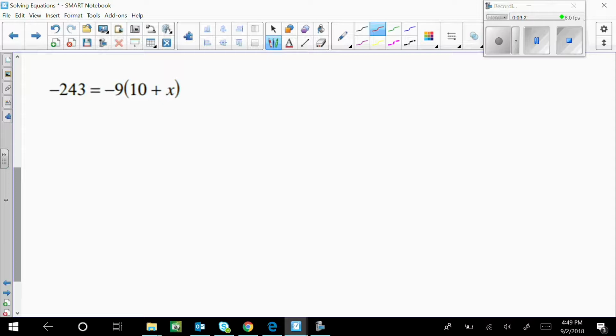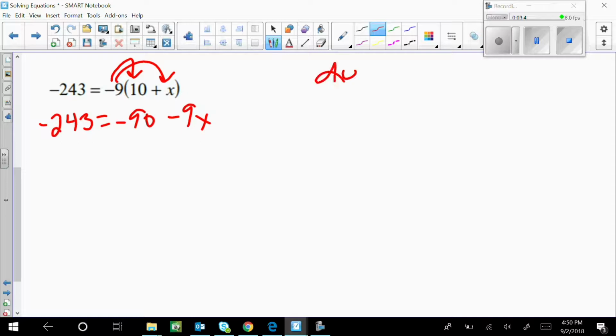First thing we need to do is distribute anything we have. So I'm going to go ahead and write down my negative 243 equals, because I'm not doing anything to that side, so I can just rewrite it. I have negative 9 times 10, which is negative 90. And I have negative 9 times x, which is negative 9x. Now I can do my do and my undo, because I have nothing else I can combine like terms. My x is all on one side.